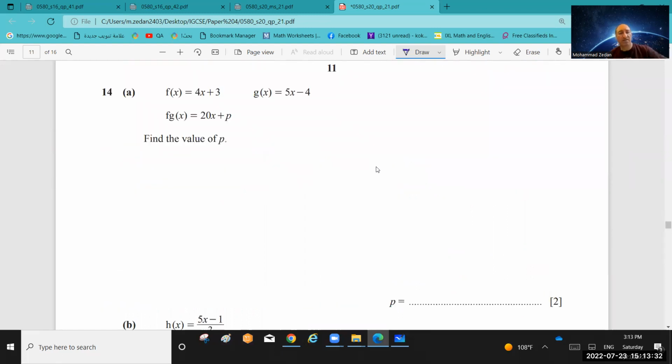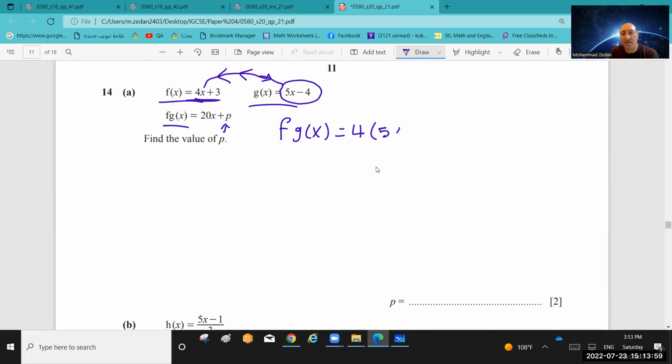Question number 14. I have two functions, f and g. This is a composite function, but there is something unknown in it. Find the value of b. So I have to find f of g of x. Start by writing the function f. Just write 4, and when you see x, take all this amount instead of x. You just take this inside here instead of x, so 5x minus 4. Then continue writing the function plus 3. This is the composite function f of g of x. So 20x minus 16 plus 3, so 20x minus 13.